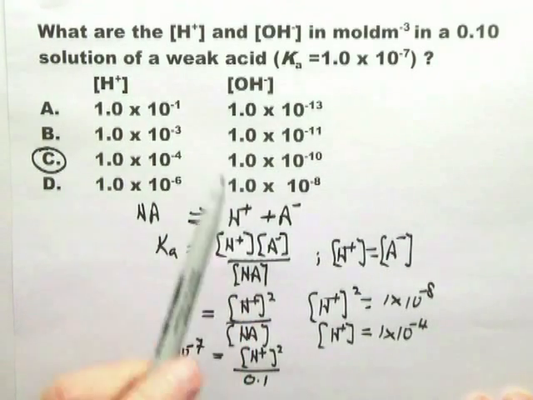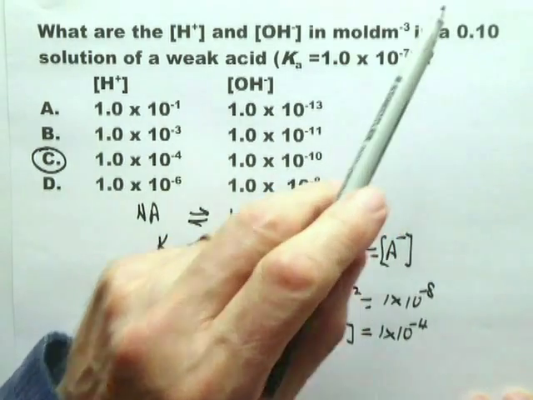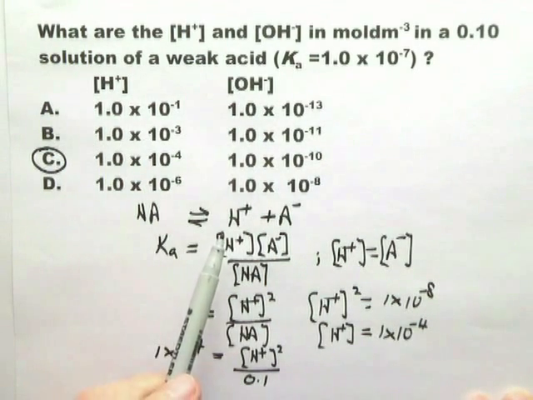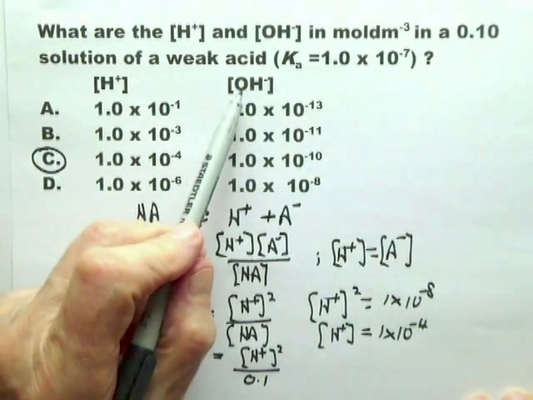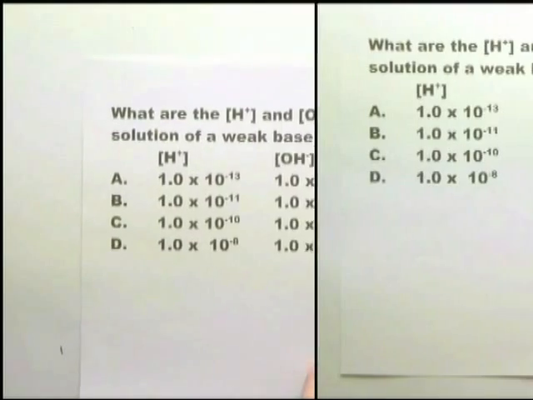The important thing to remember is that if they tell you it's a weak acid, they give you the concentration of the solution, and they give you the Ka, you immediately can work out the hydrogen ion concentration, the pH, and the pOH, and the OH minus, if necessary. As I said, it's a question that you can do in less than 20 seconds.